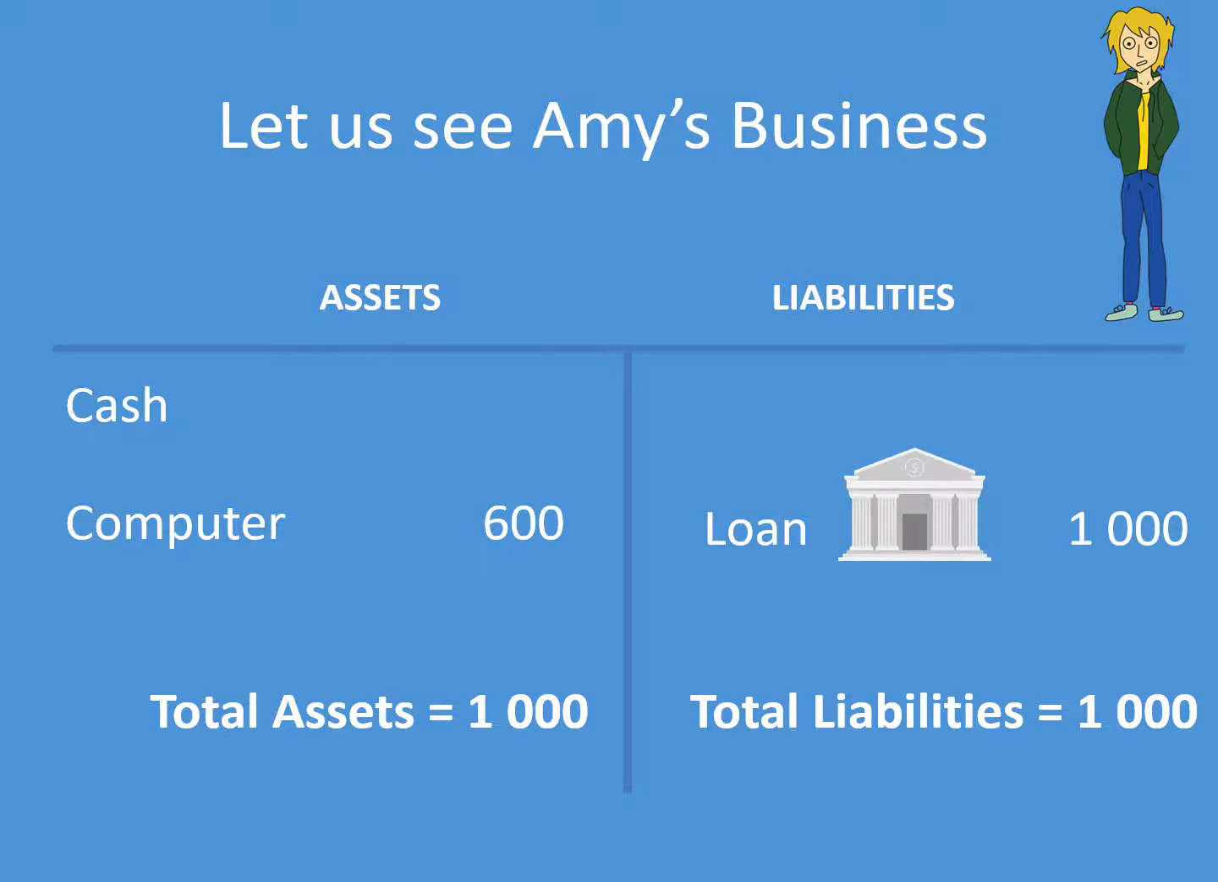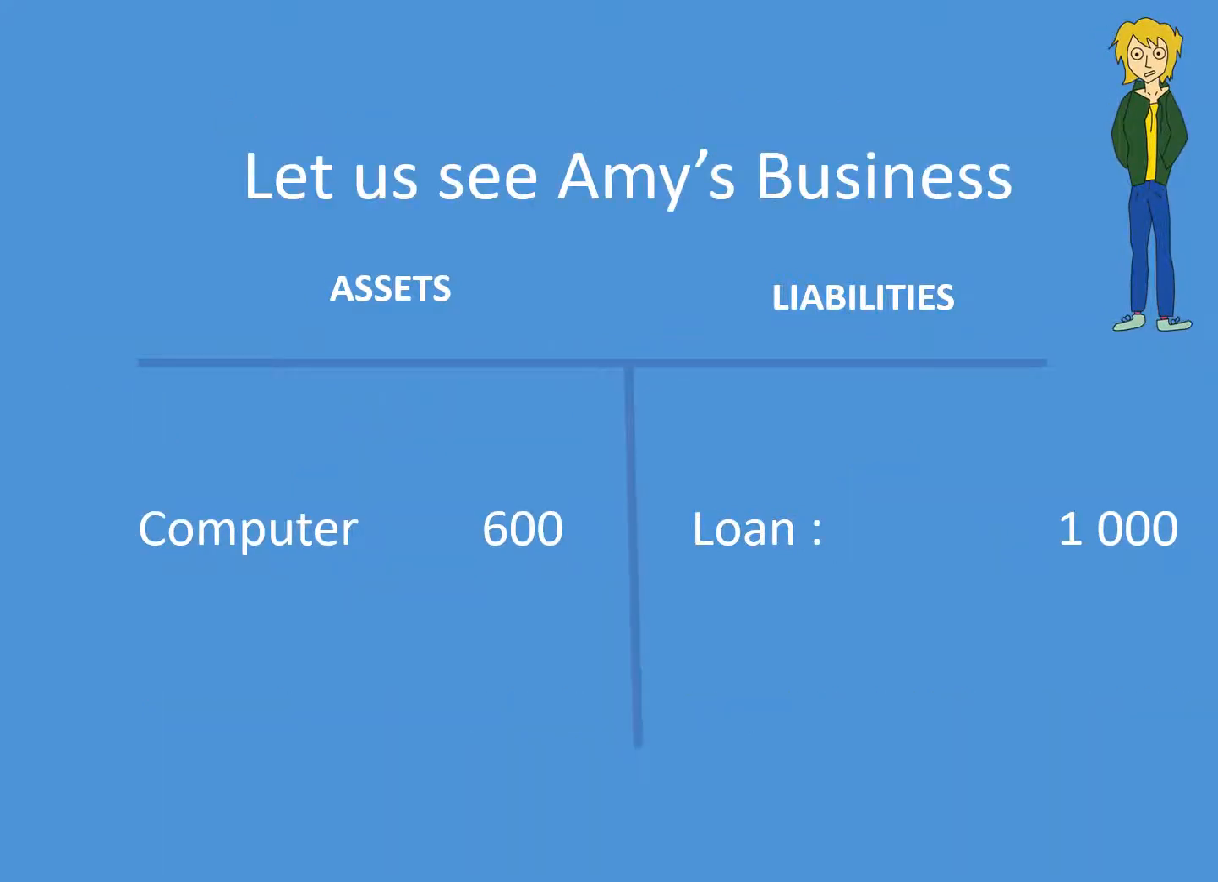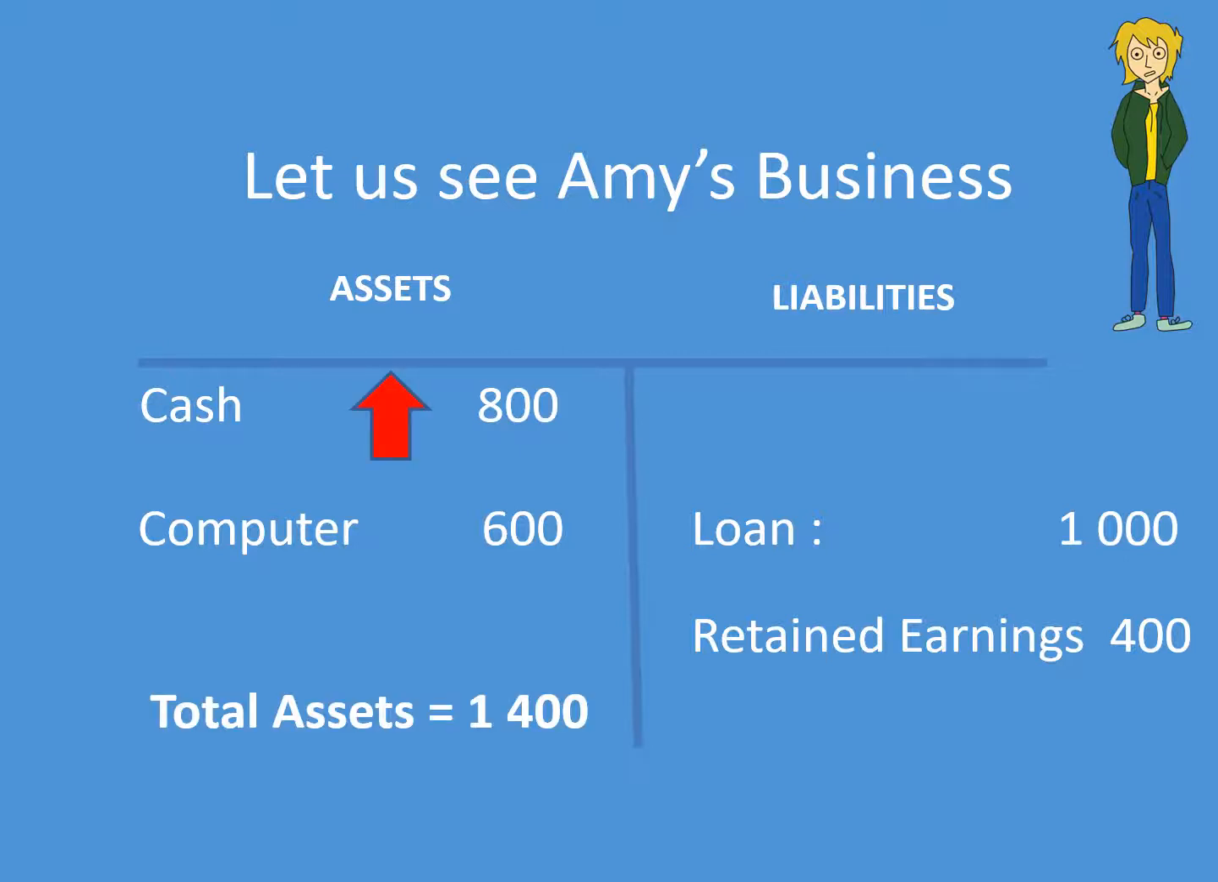With this cash, Amy buys a new computer. This is an asset. The investment increases and the cash decreases. As Amy sells cakes to restaurants, her profits are recorded as retained earnings in the owner's equity section. The cash from these profits is recorded in the assets sections, and the sheet remains balanced.